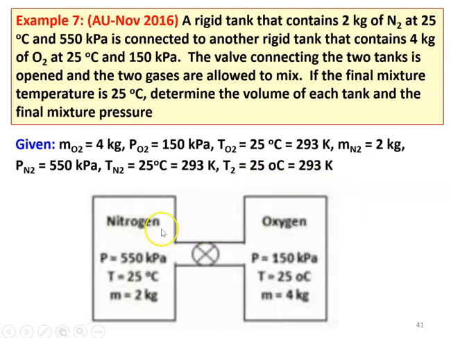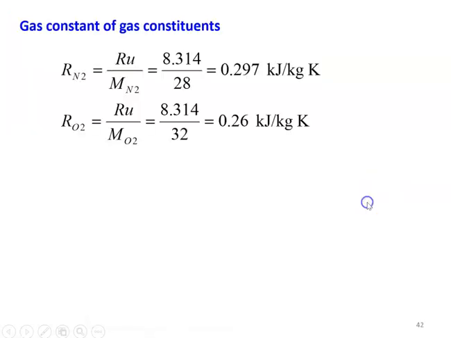So, this is the arrangement. We have a nitrogen tank at the pressure of 550 kPa, temperature 25 degrees Celsius, and mass equal to 2 kg. And we have an oxygen tank of pressure 150 kPa, temperature 25 degrees Celsius, and mass equal to 4 kg. When the valve is open, the two gases are allowed to mix and there will be diffusion, and finally the temperature is 25 degrees Celsius.